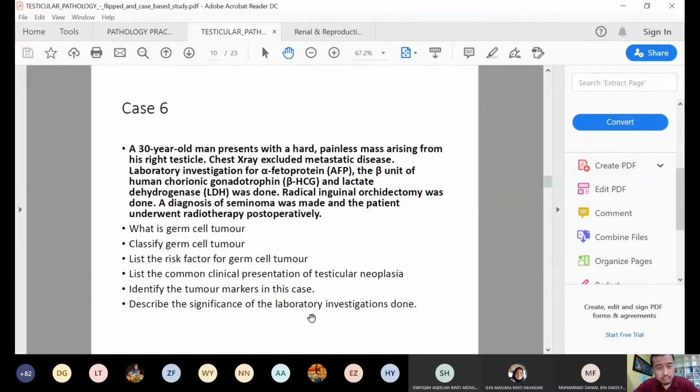The tumor markers are alpha fetoprotein, beta HCG, and LDH. And what is the significance of the lab investigation? For seminomas, what do you expect the levels of the tumor markers to be? What do you expect the alpha fetoprotein level to be?